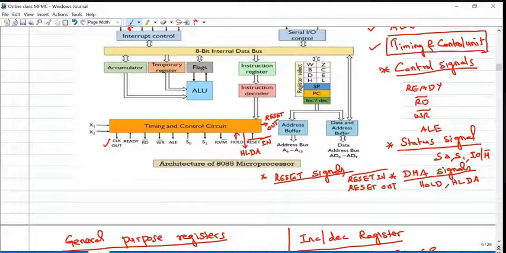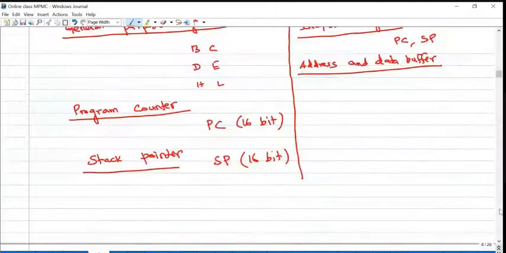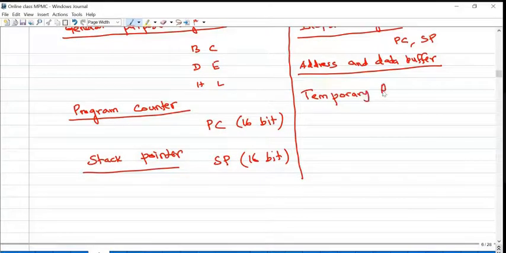And that data will be transmitted through the internal bus to the instruction register and instruction decoder. Accordingly, the timing and control unit will issue the control signals or status. That is the purpose of the address and data buffer. And then the temporary register. This temporary register is not accessed by the programmer. During program execution, the processor will store some data temporarily in these registers.